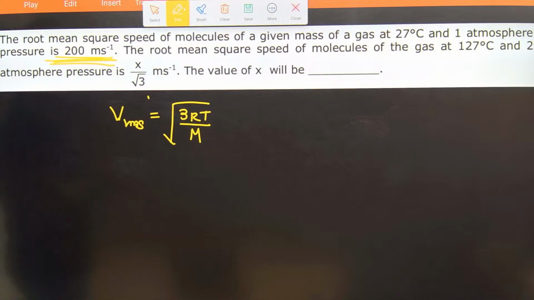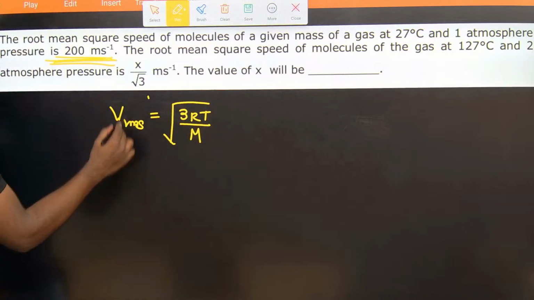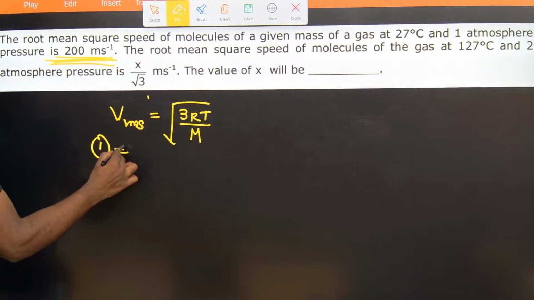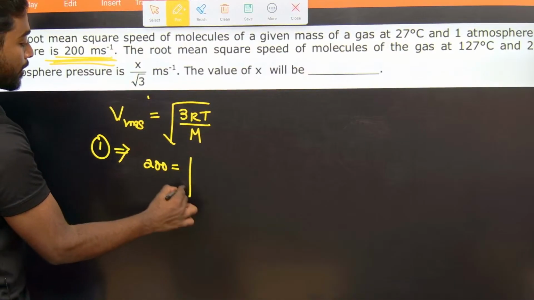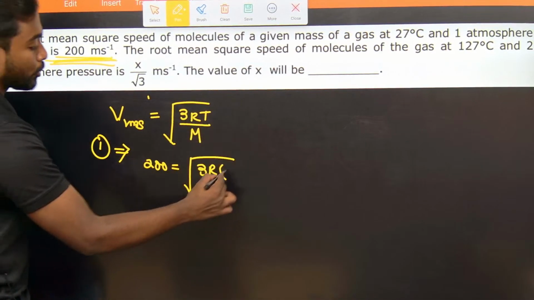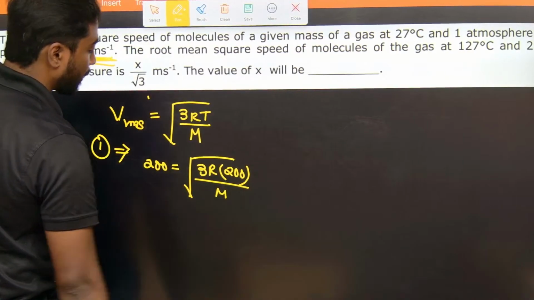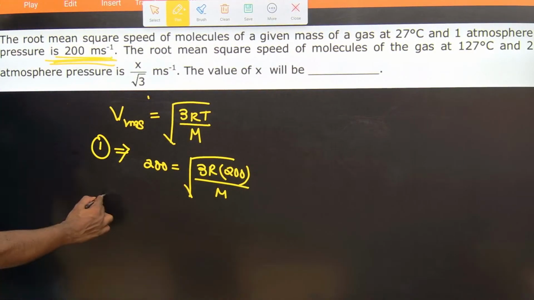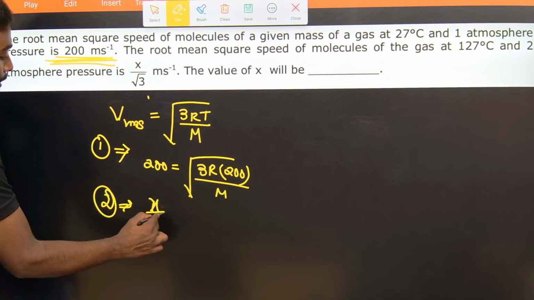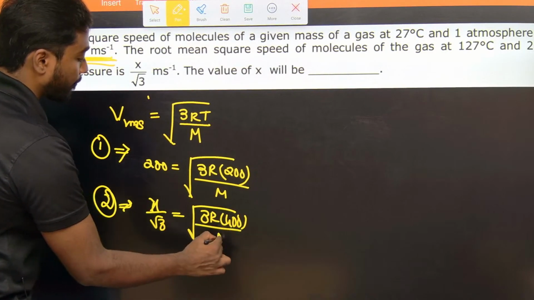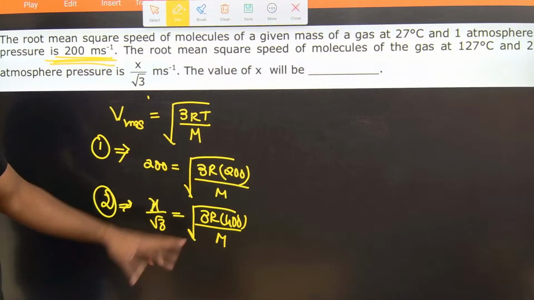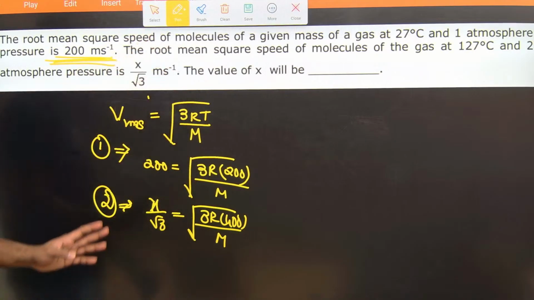So, what will be the answer? Yes, we will find it now. The first case I will write here, and similarly you can write the second case. So 200 equals under root of 3R into 300 by m. And for the second case, x by root 3 equals root over 3R into 400 by m. Now, take the ratios for both the cases and find the value of x. That is the thing I need to find.